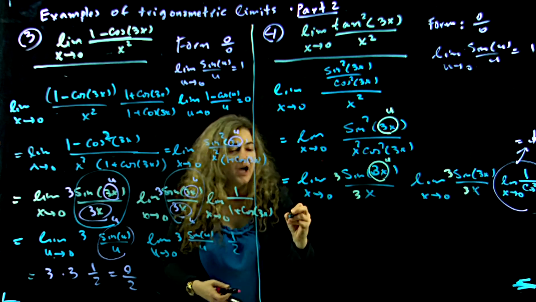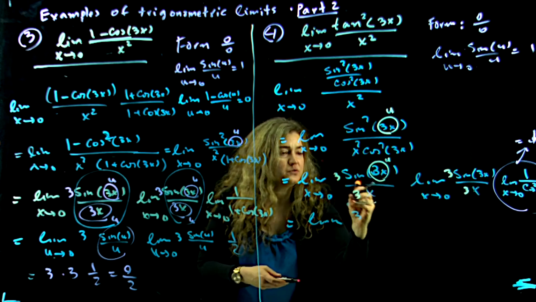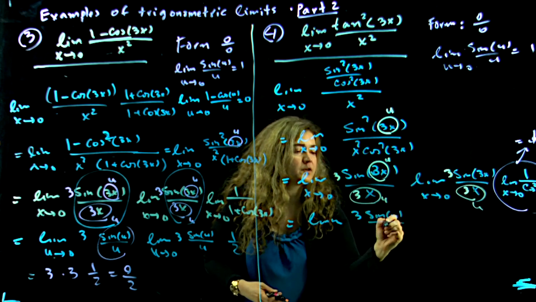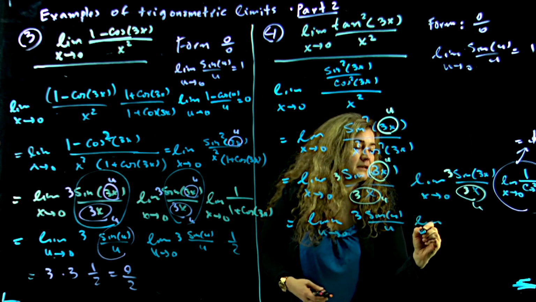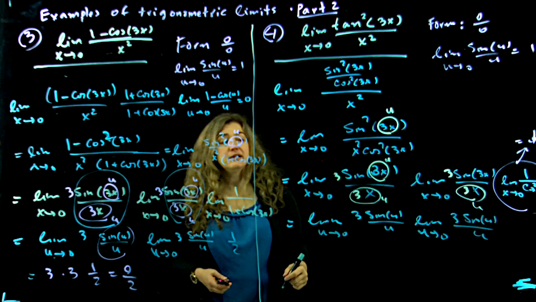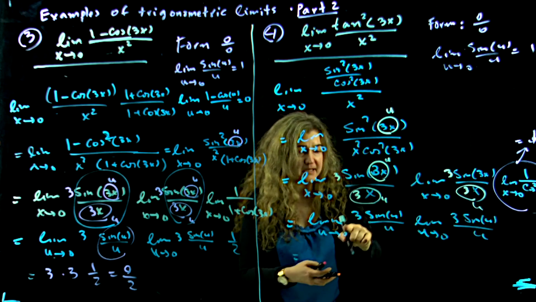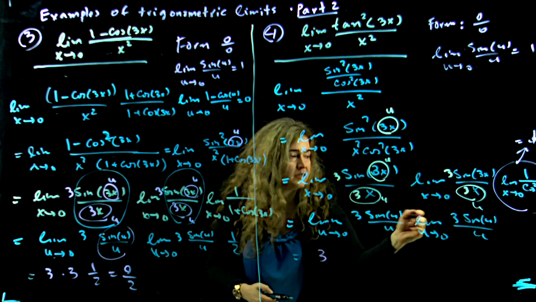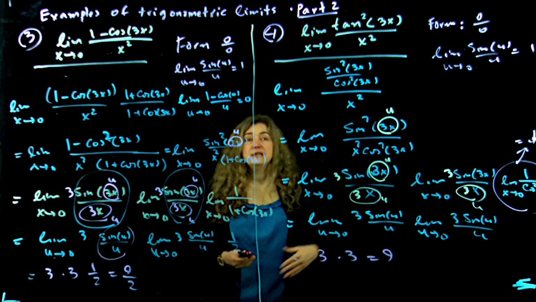Now, what do I have? I have limit of 3, and this one is u again, of 3 sine of u over u. As x approaches 0, u approaches 0 also. And then the same thing here. And that part we decided is going to 1. Therefore, I will have this part, limit of sine of u over u goes to 1 as u goes to 0. Therefore, I have 3 over here, and I have a 3 over there. So the entire thing is 9. And so we evaluated the limits.